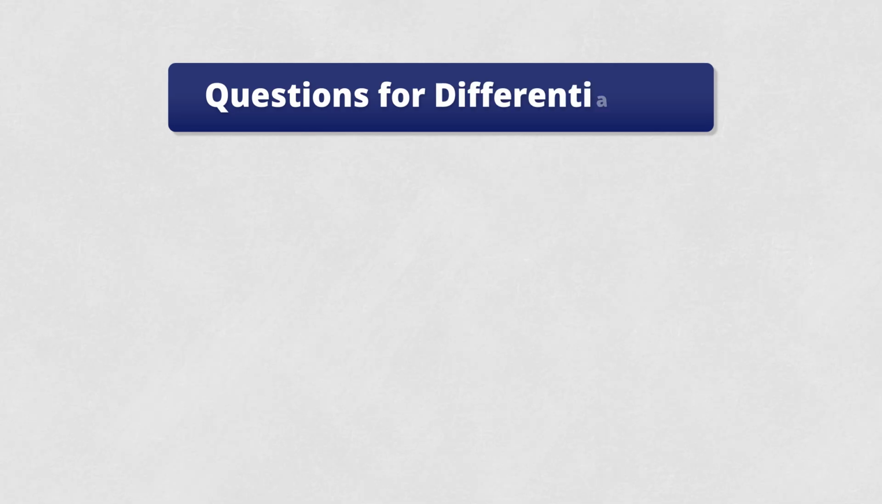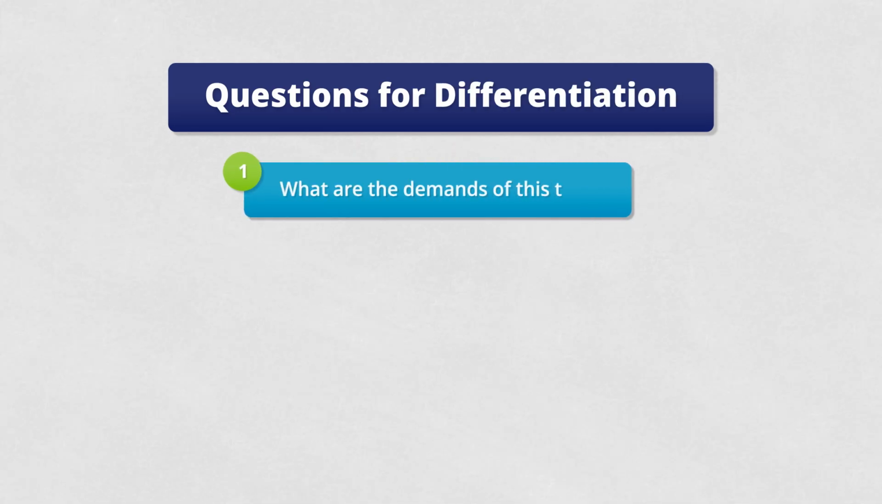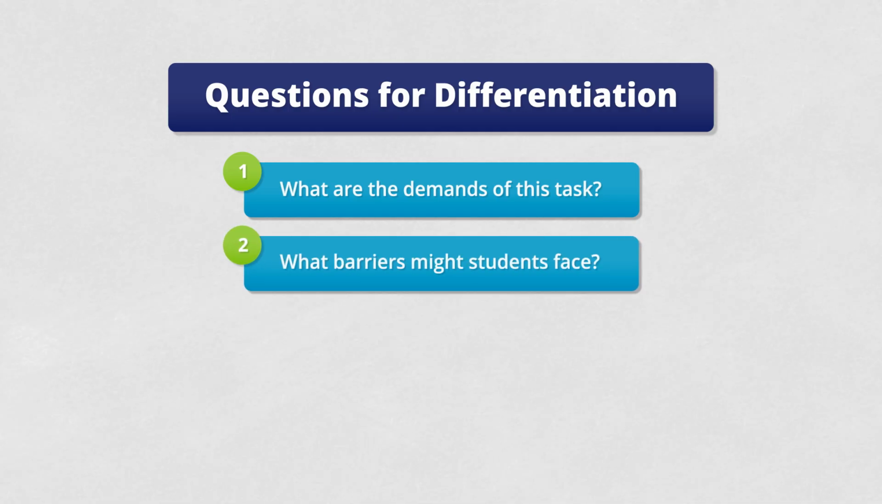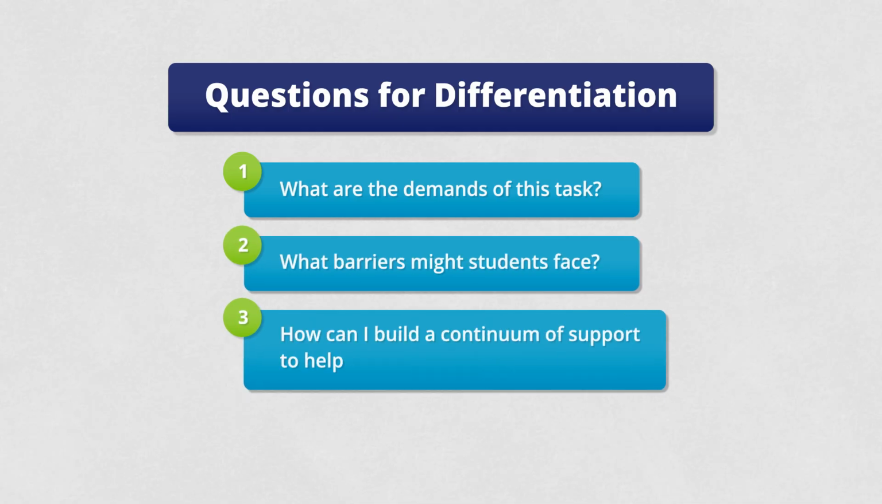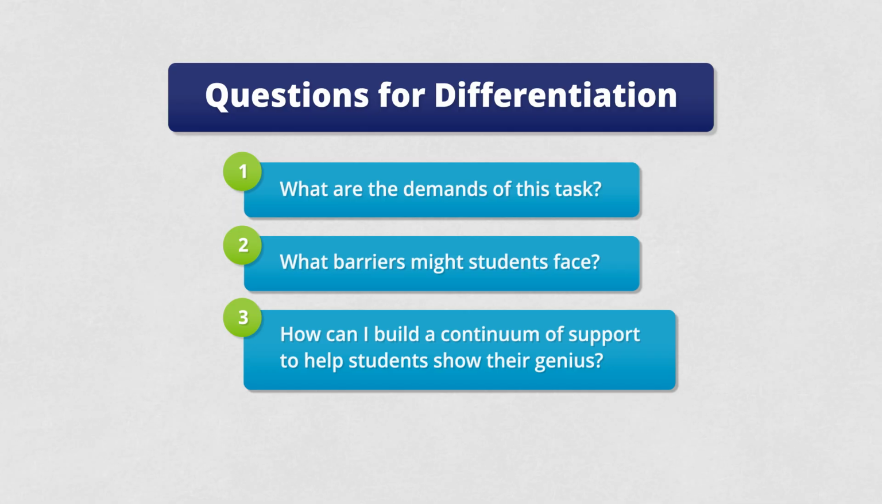So the next time you feel stuck trying to meet every need, pause and ask yourself, what are the demands of this task? What barriers might students face? And how can I build a continuum of support that helps students to really show their genius? This approach to differentiation can help you identify scaffolds that can serve all learners. It's what makes inclusive, meaningful sense-making possible.